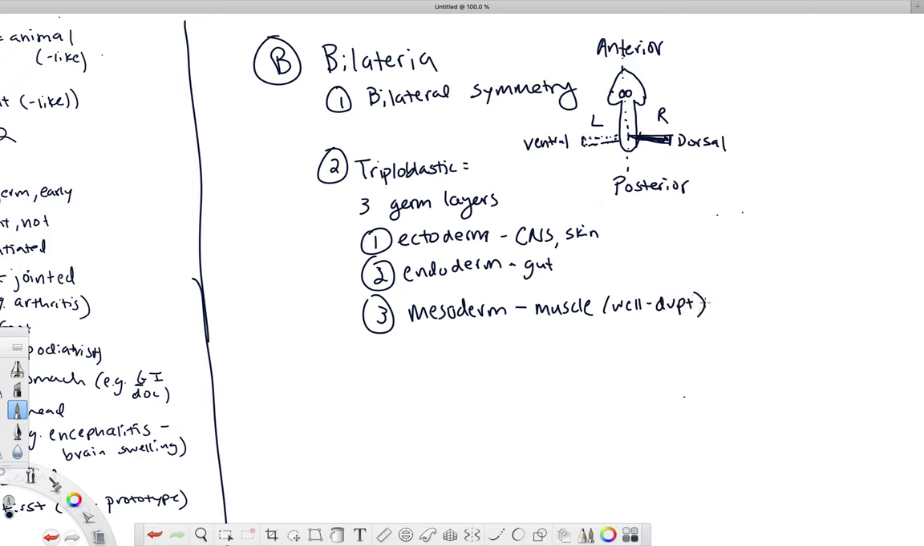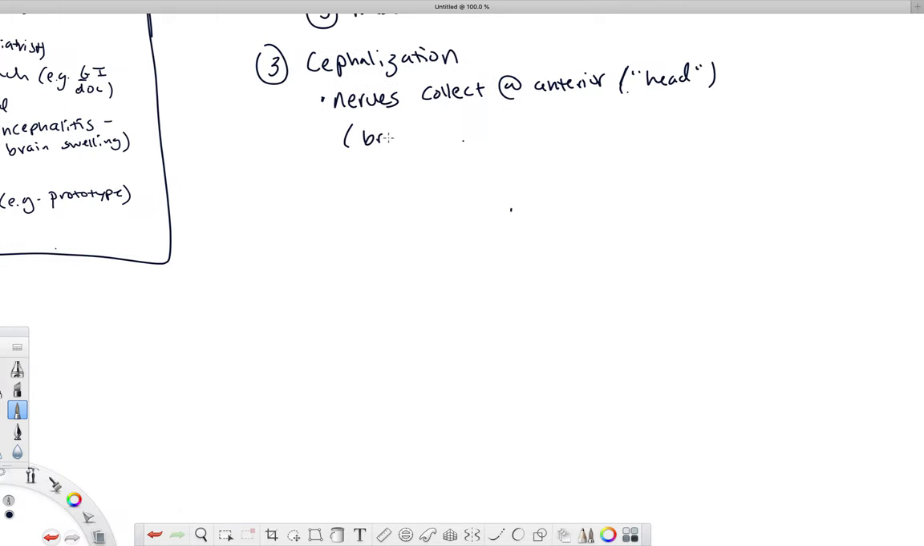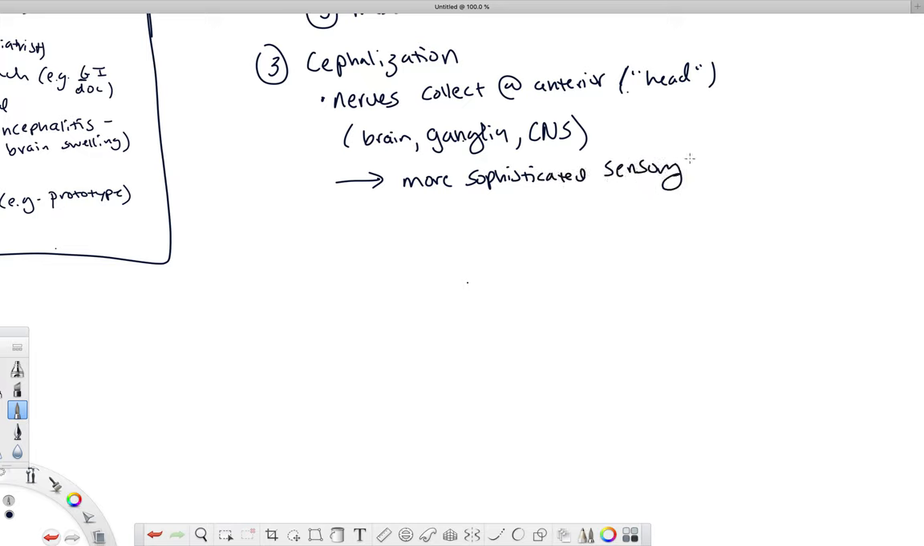non-bilaterians. Well developed. Okay, the third characteristic that they have is cephalization. Kind of goes along with bilateral symmetry. So basically, that means the nerves collect at the anterior, as in they now have a head. So you get something like a brain or ganglia. You can get a central nervous system completely. You've got nerve cords and such. Why is this advantageous? It allows more sophisticated sensory structures.